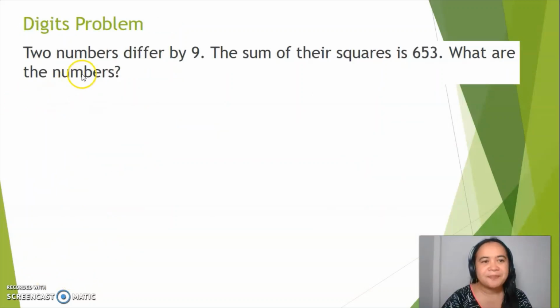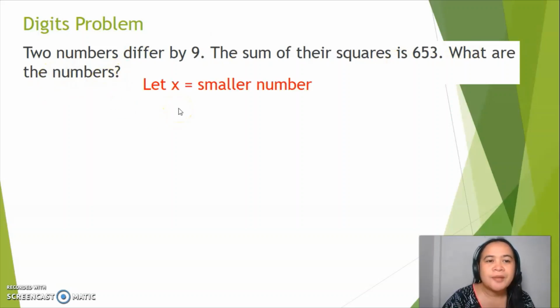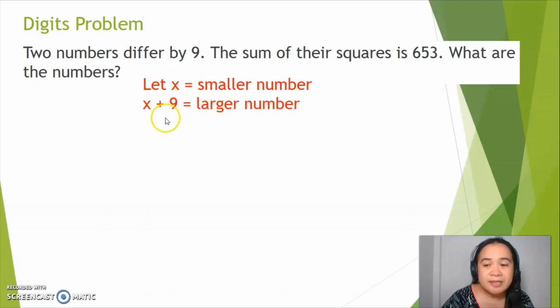Let's have this one. Two numbers differ by 9. The sum of their squares is 653. What are the numbers? So therefore, let x be the smaller number. Now, the other number, or the larger number, is x plus 9. So why is this? Take note, the difference of the two numbers is 9.